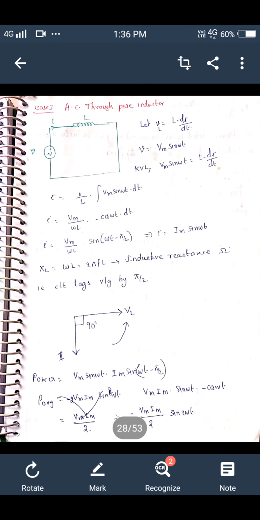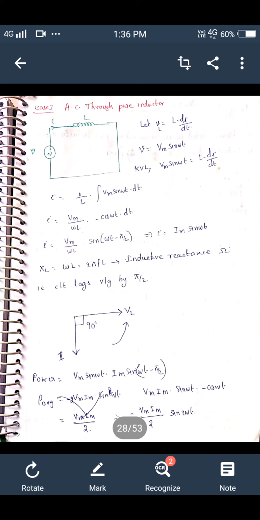See, one inductor I took, and a voltage source is connected. Here also the elements are in series and also in parallel. So if I apply KVL, the supply voltage is equal to the voltage across the inductor. Supply voltage is nothing but Vm sin omega t, which is equal to the voltage across the inductor, V equal to L into di by dt.